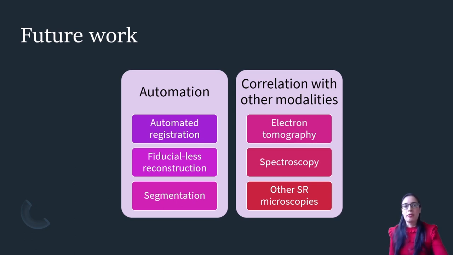In conclusion, we've shown how data from cryo-SXT and cryoSIM can be processed and correlated to give 3D image volumes showing both chemical localization and ultrastructural organization. And by combining these two cutting-edge imaging methods, we hope to enable further exciting breakthroughs in cellular processes.